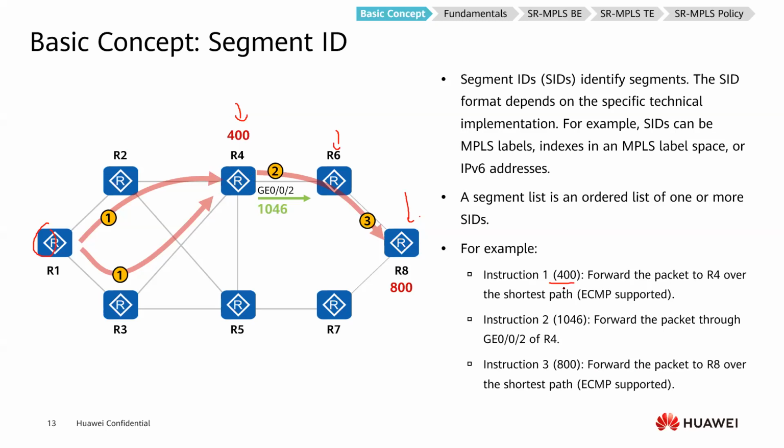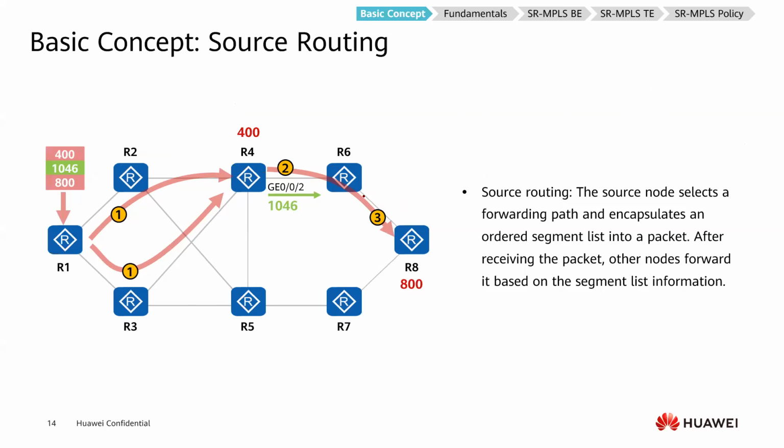So I just give an instruction 400, and R1 will send to 400. Then the second instruction is that I want to send out from G04, so I put another label, 1046. If R4 receives the label 1046, R4 knows it should send out from G02 and send to R6. In R6, the destination is 800, that's a segment ID, so it will send out based on the R6 LSP table. We just forward. Okay, this is the segment ID.